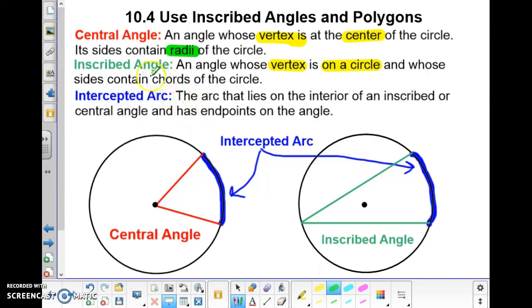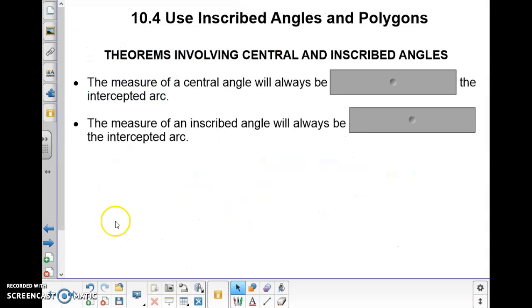And secondly, an inscribed angle contains chords. So one quick way for you to identify is not only by the location of the vertices, but you can also look at the segments that actually create the angle. With that being said, what we have to talk about now is the relationship between a central angle and an inscribed angle. The measure of a central angle is always going to be, as we talked about in the previous lesson, congruent to the intercepted arc.